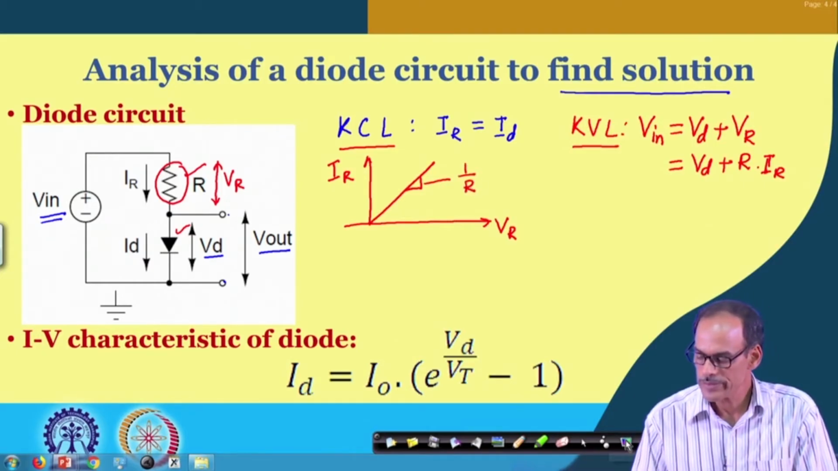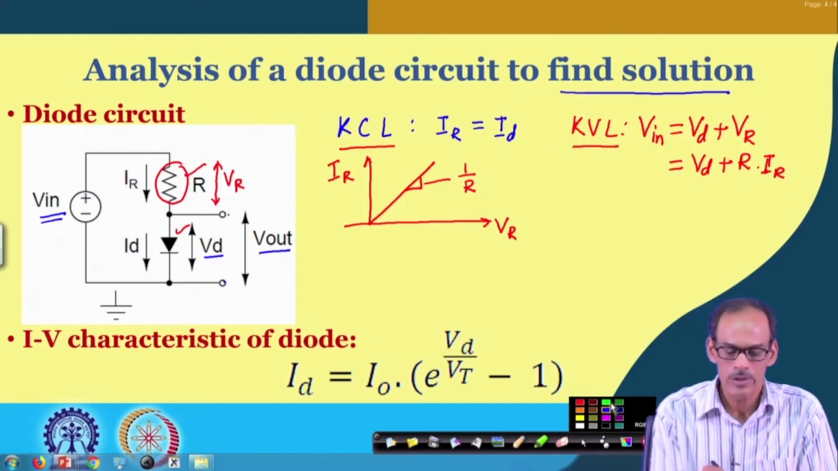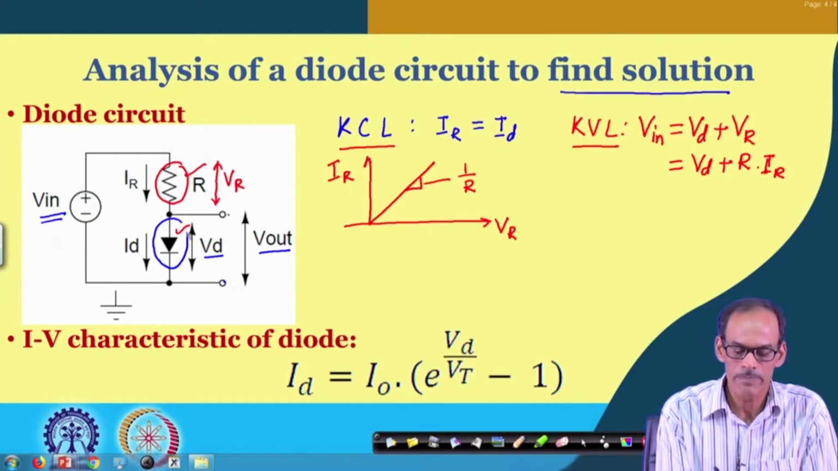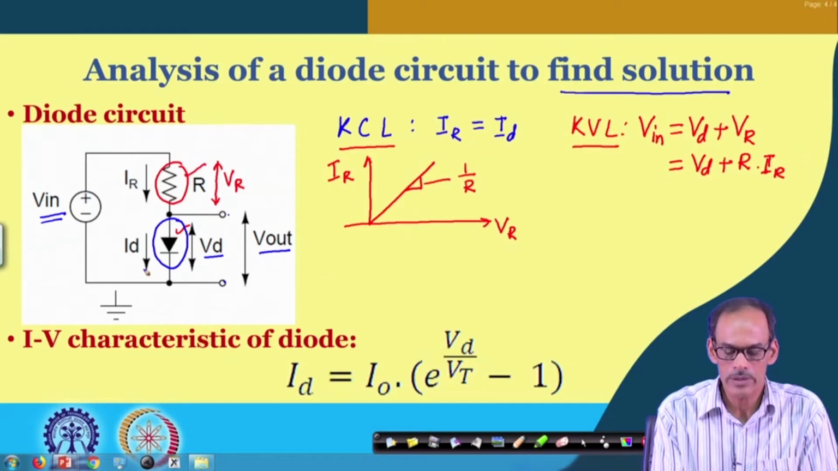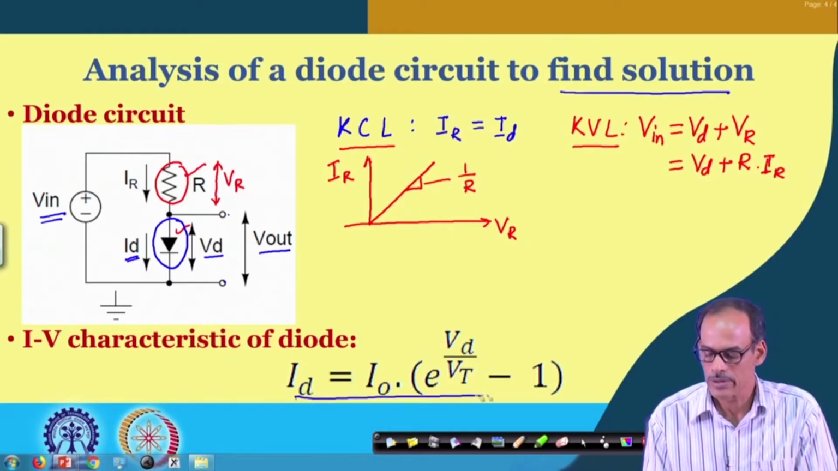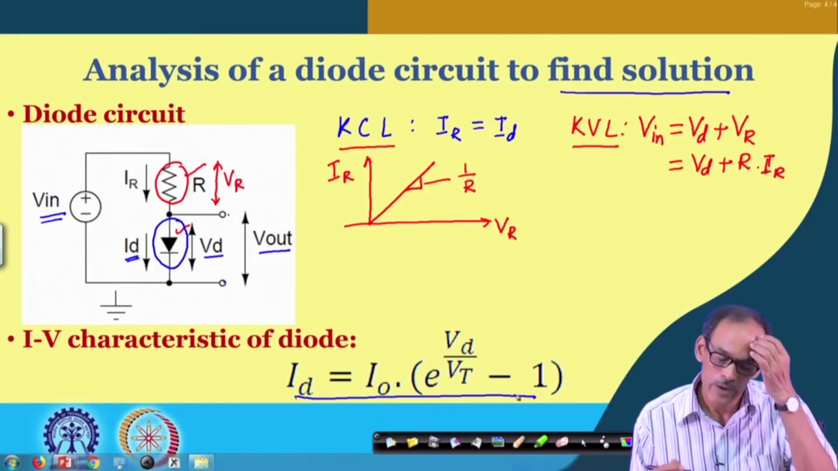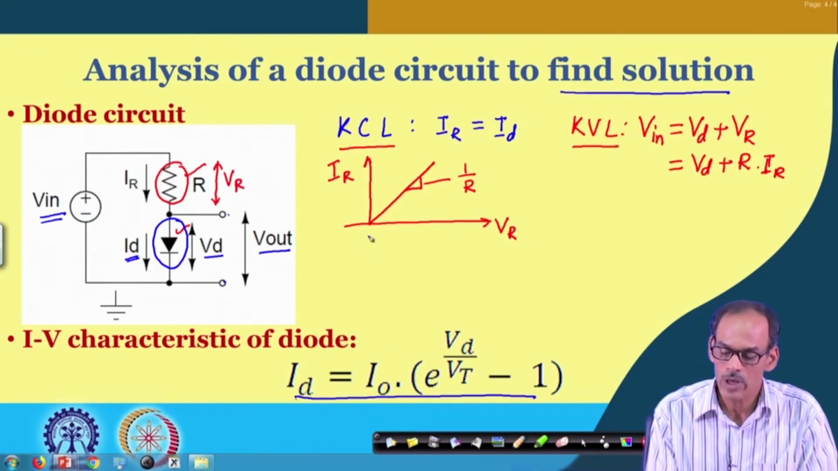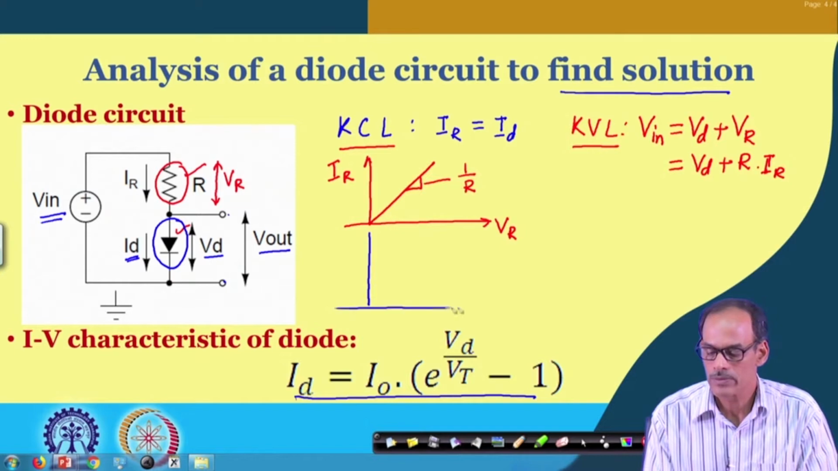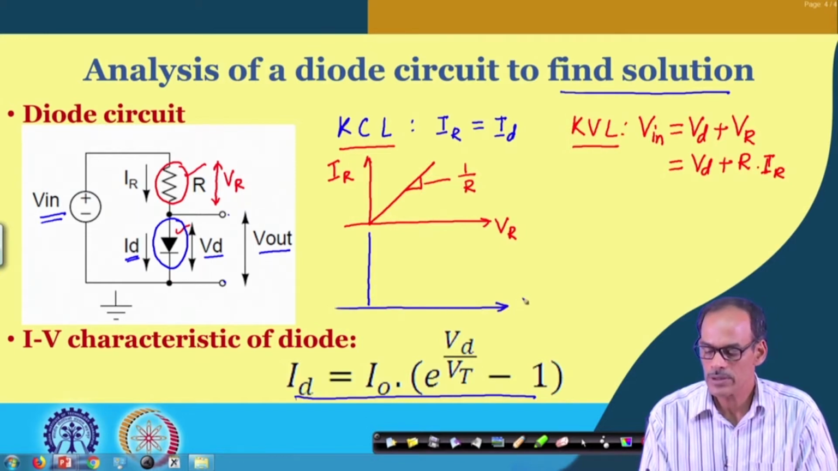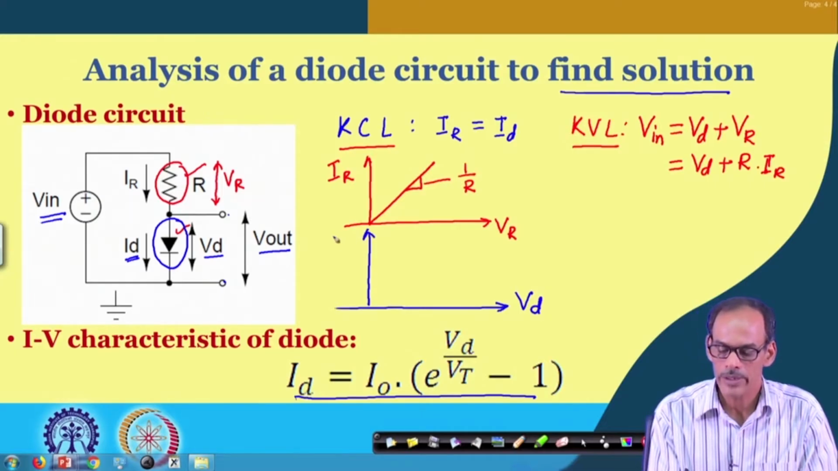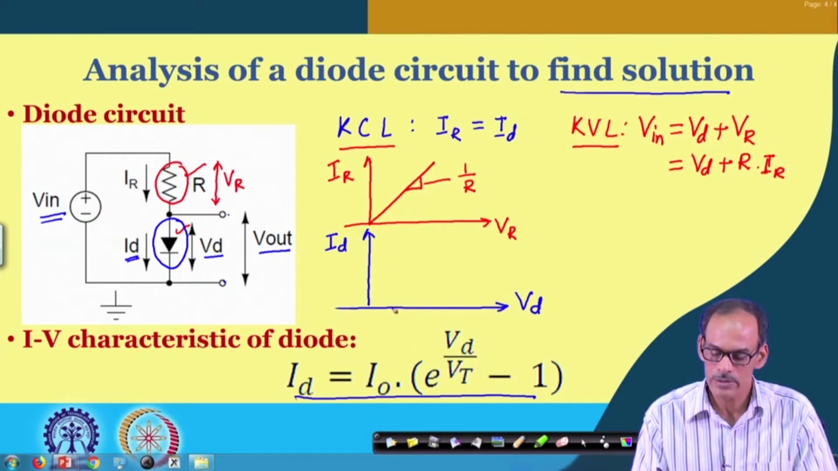On the other hand, when you look at the other element, we have the diode, and the relationship of its current and voltage is given here by the exponential equation. For this element, the voltage drop across it is V d, and the current flowing through it is I d, and it is an exponential kind of behavior.